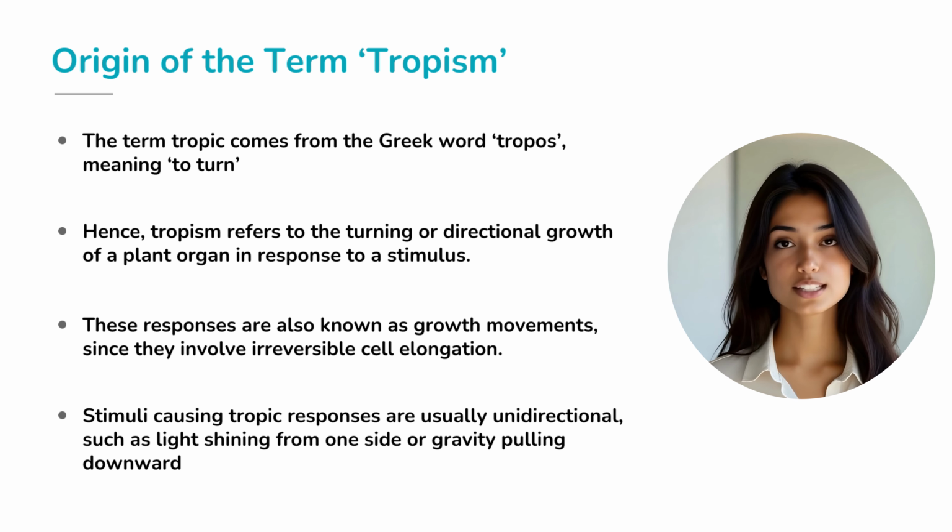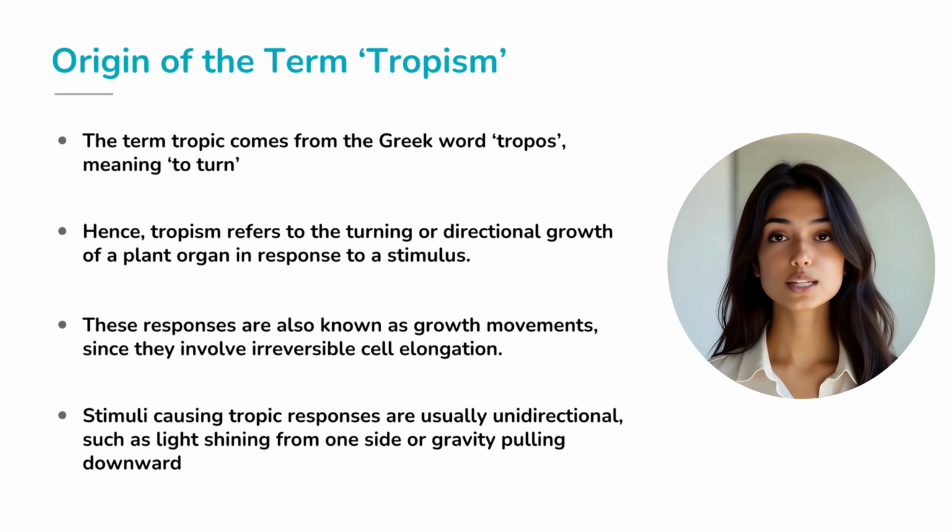The key feature is that the stimulus must be unidirectional, coming from one side, like sunlight shining from a window or gravity pulling downwards. So the next time you see a plant curving towards your windowsill, remember, it's performing a slow but graceful dance called a tropism.